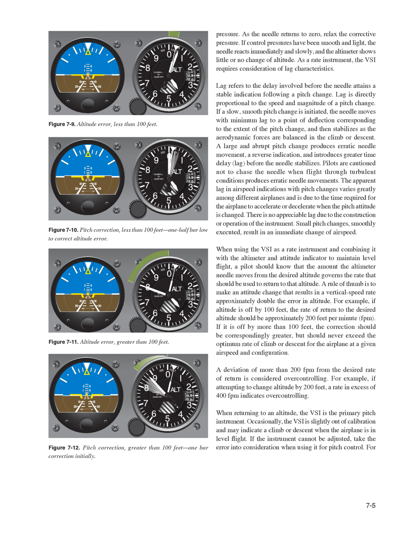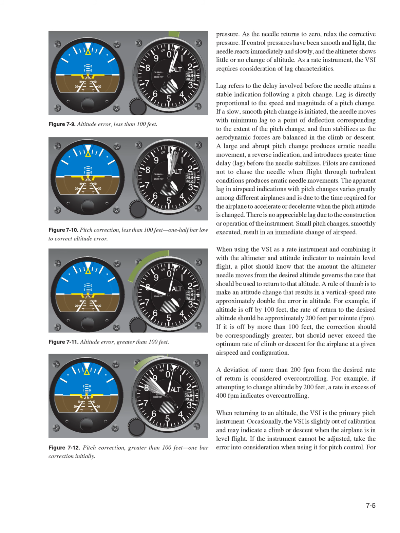When using the VSI as a rate instrument and combining it with the altimeter and attitude indicator to maintain level flight, a pilot should know that the amount the altimeter needle moves from the desired altitude governs the rate that should be used to return to that altitude. A rule of thumb is to make an attitude change that results in a vertical speed rate approximately double the error in altitude. For example, if altitude is off by 100 feet, the rate of return to the desired altitude should be approximately 200 feet per minute, FPM.